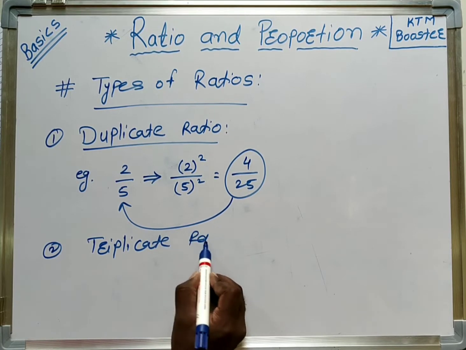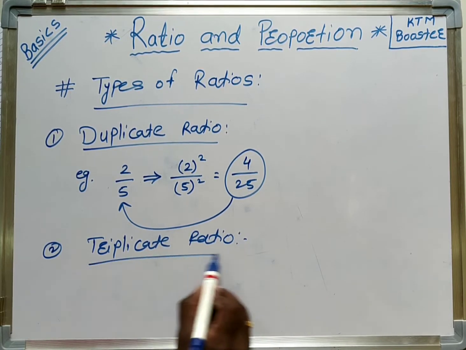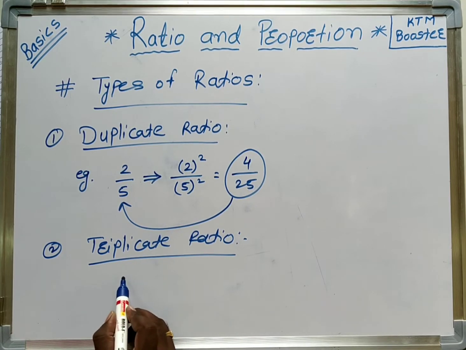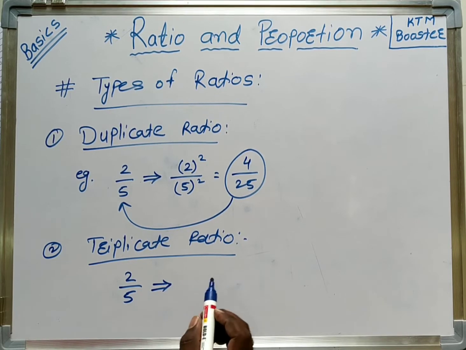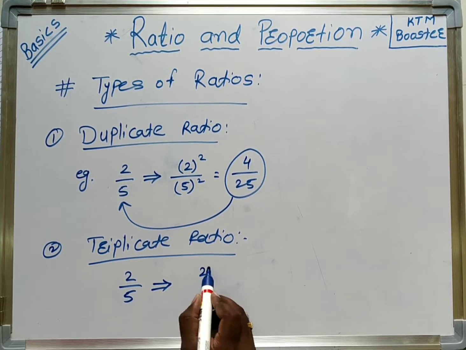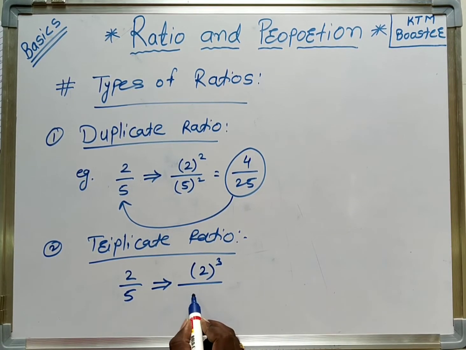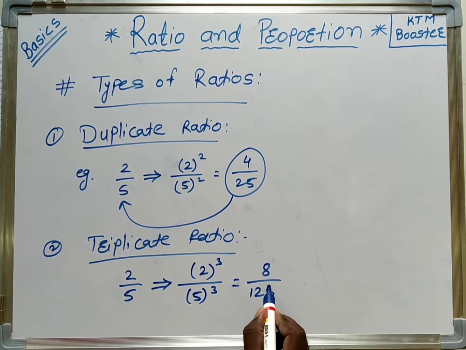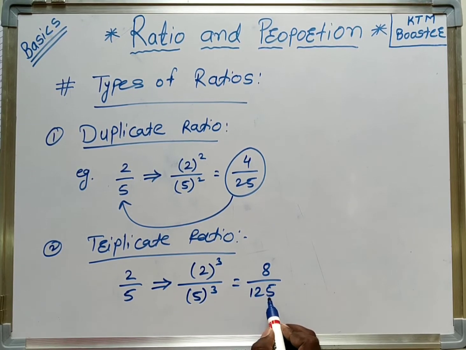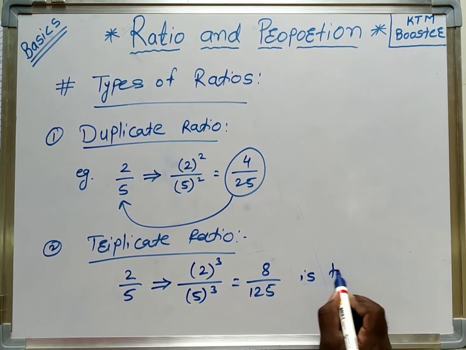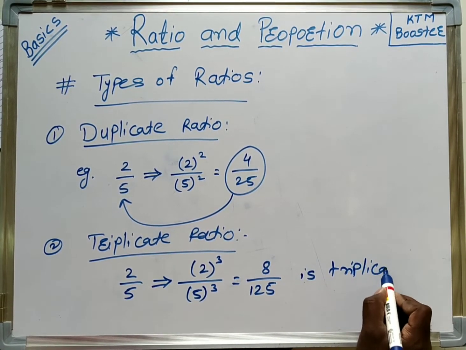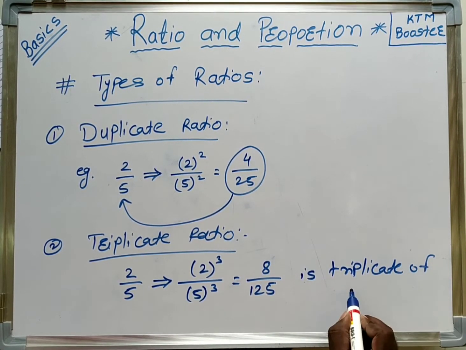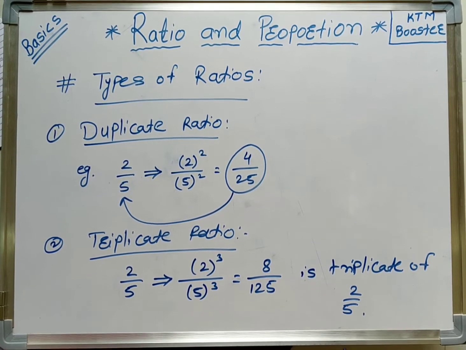Next is the triplicate ratio. Same, if we take 2/5 and take the cube of 2 and 5, that is 2 cube and 5 cube, then we get 8/125. That is, the ratio 8/125 is the triplicate of what? 2/5. Okay?